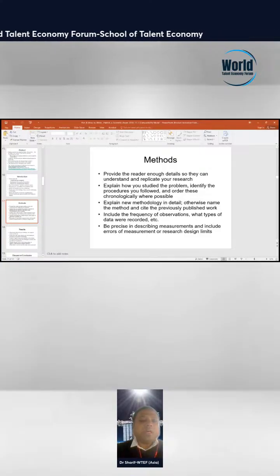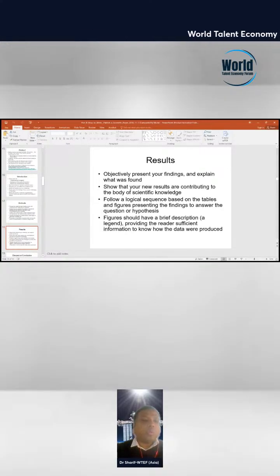Be precise, describe the measurement, and include the error of measurement or research design limits. When we focus on results, objectively present your findings and explain what was found, showing how your new results contribute to the body of scientific knowledge.